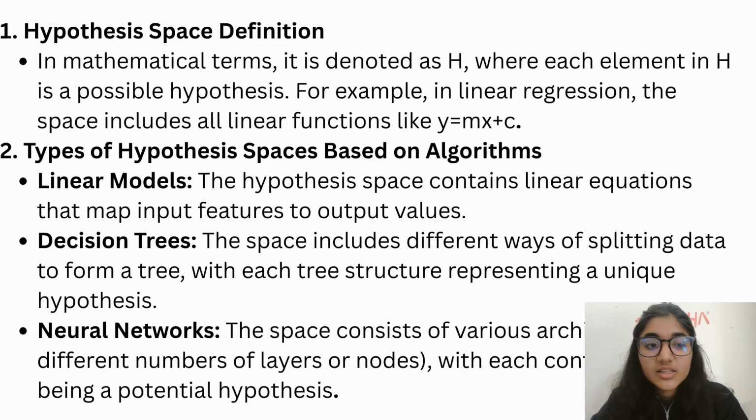mx plus c. Second, the types of hypothesis spaces based on algorithm are linear models, decision trees, and neural networks. In a linear model, the hypothesis space contains linear equations that map input features to output values. In decision trees, the space includes different ways of splitting data to form a tree, with each tree structure representing a unique hypothesis. In a neural network, the space consists of various architectures, for example, different numbers of layers or nodes, with each configuration being a potential hypothesis.